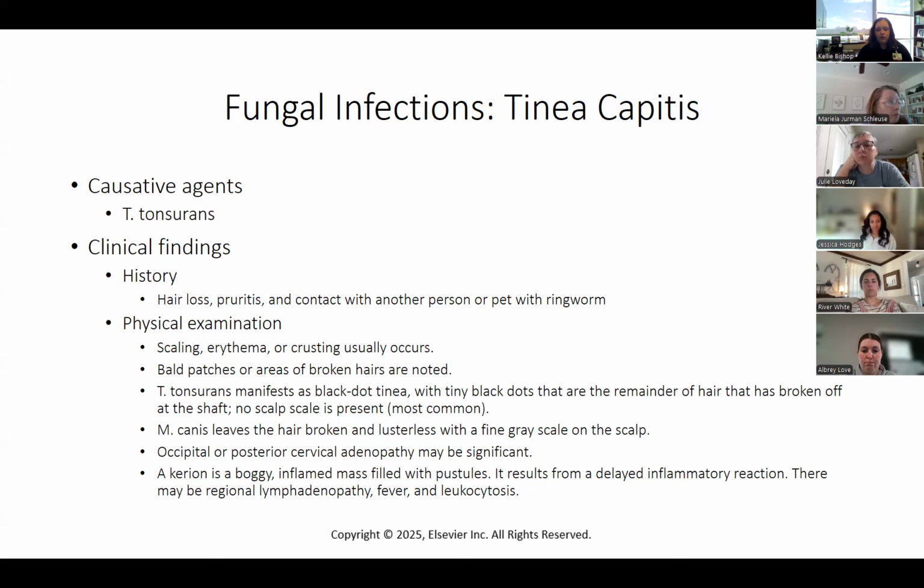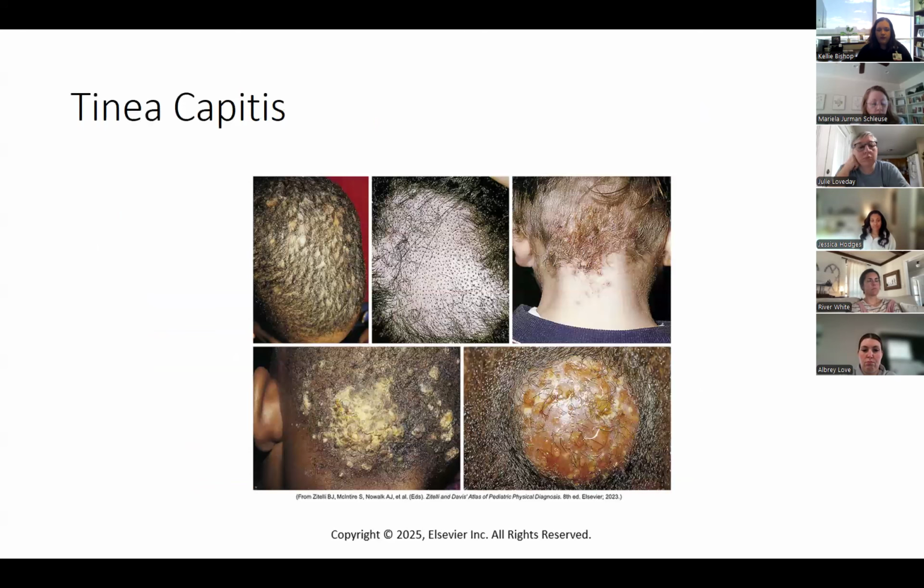It will clear up on its own. It will rupture and it will heal over, but unless they have systemic symptoms with it, you wouldn't treat it. So this is all how tinea can look in different people, but the bottom right picture is what kerions look like, and it's hard to ignore. Like we're just going to leave this alone because it looks really bad, but it's actually sterile. If you culture the contents, it's sterile.